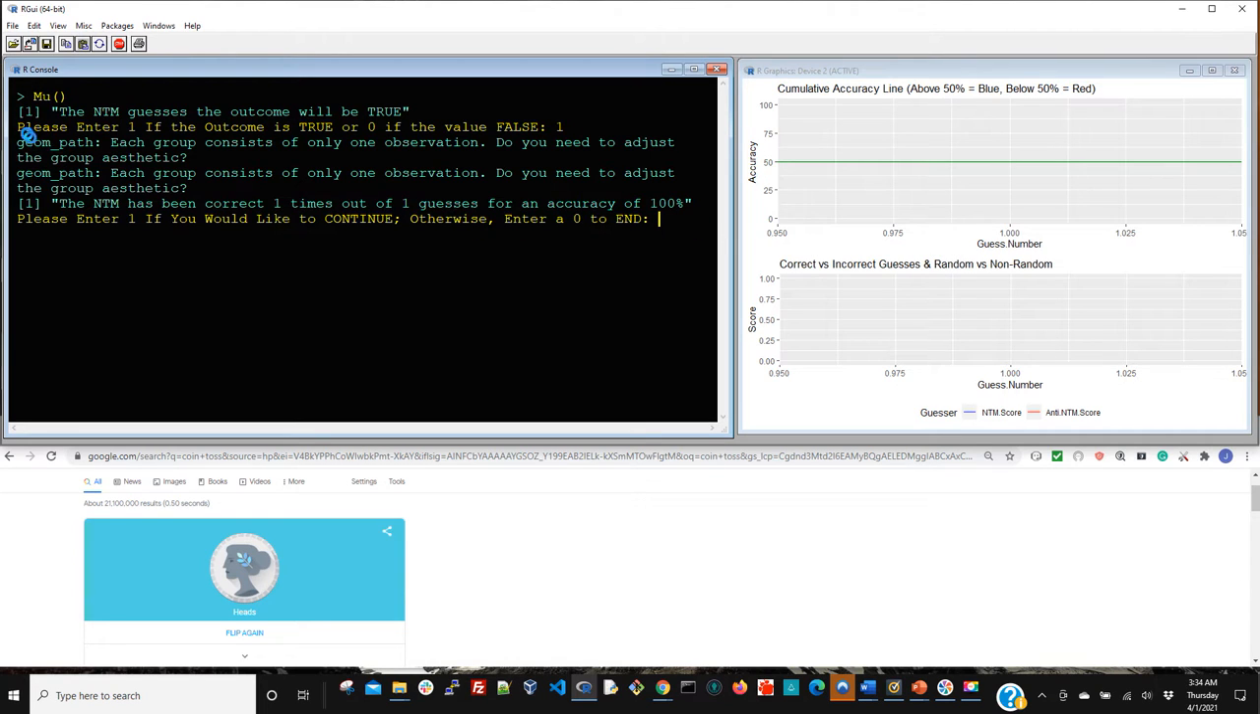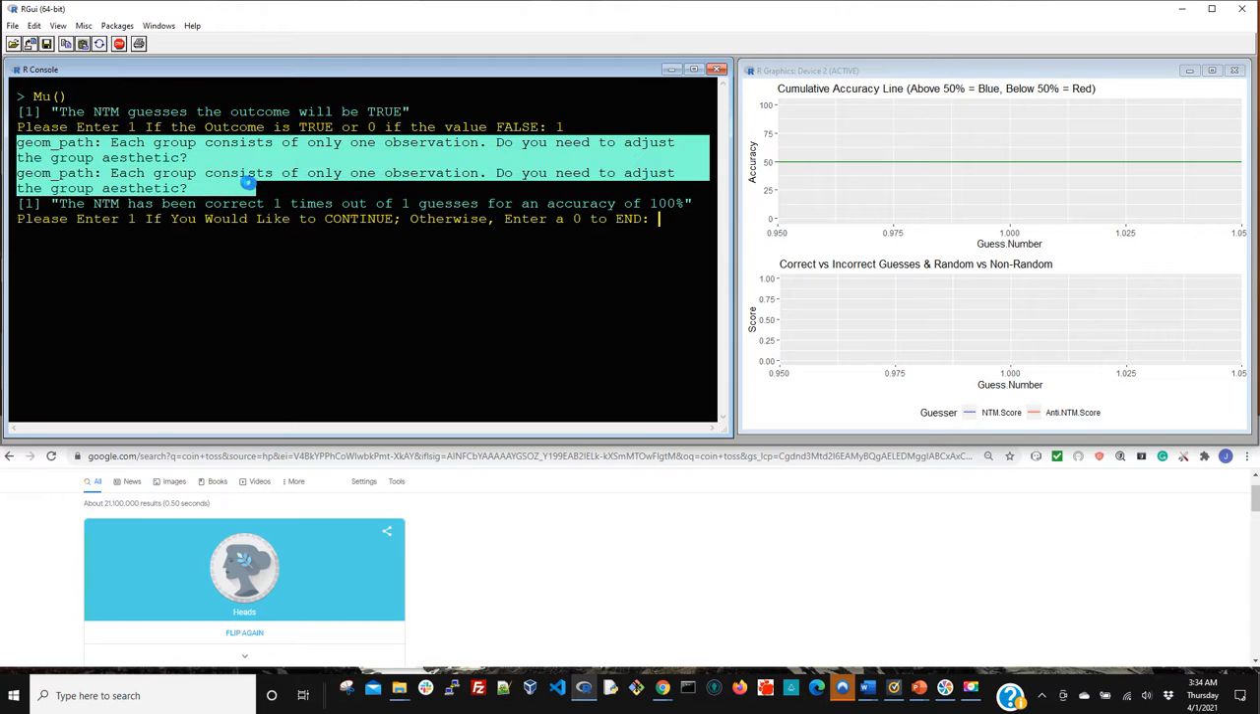But what we have here on the left, these first pieces of information, are just the console, and this is the R programming language telling me, essentially, hey, you've got some graphs here, but you only got one data point. Are you sure you want to graph this way? This will go away after every other prediction, or guess.